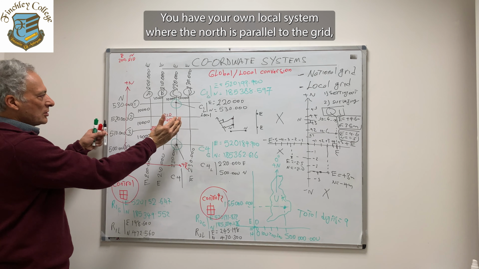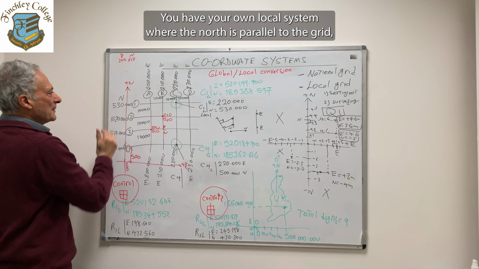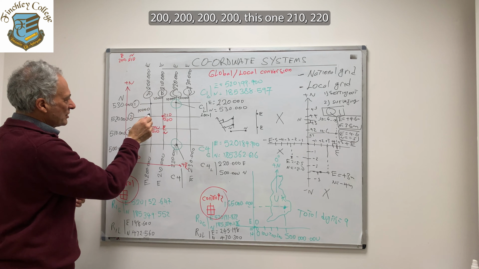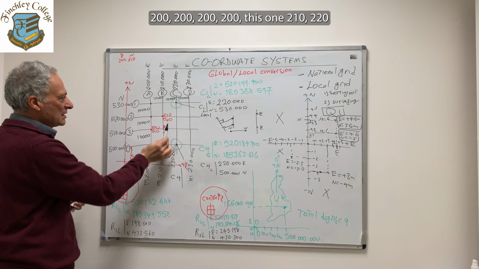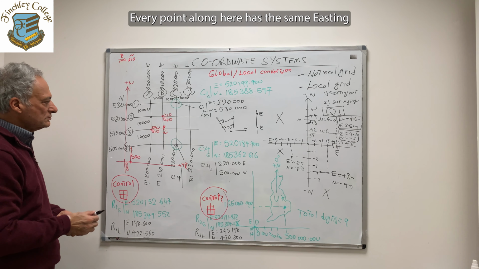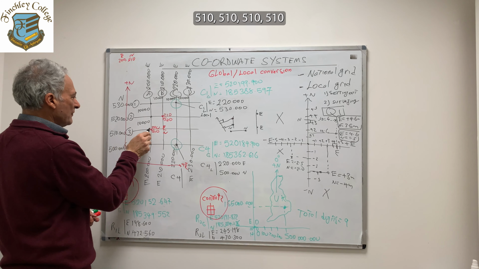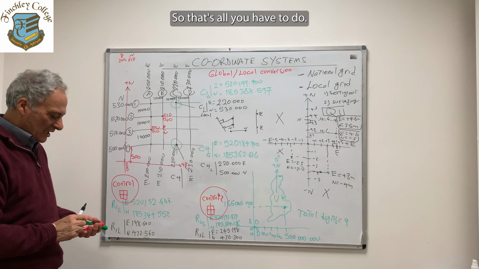You have your own local system where the north is parallel to the grid, because every point along this grid has the same easting: 200, 200, 200, 200. This one, 210, 220. Every point along here has the same easting. Every point along here has the same northing: 510, 510, 510, 510, 510. So that's all you have to do.